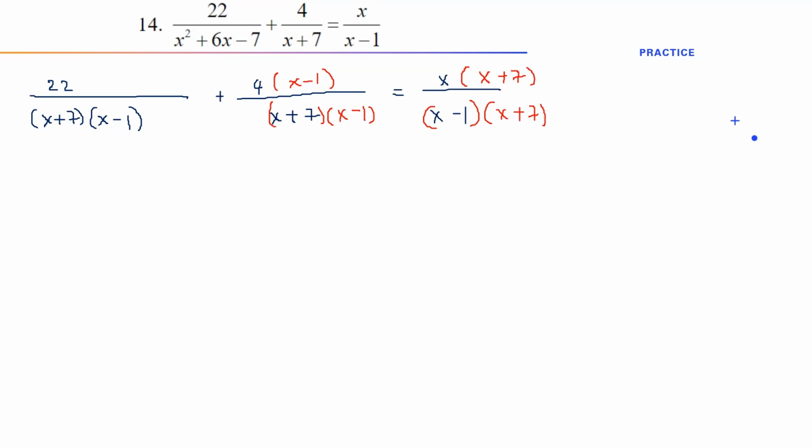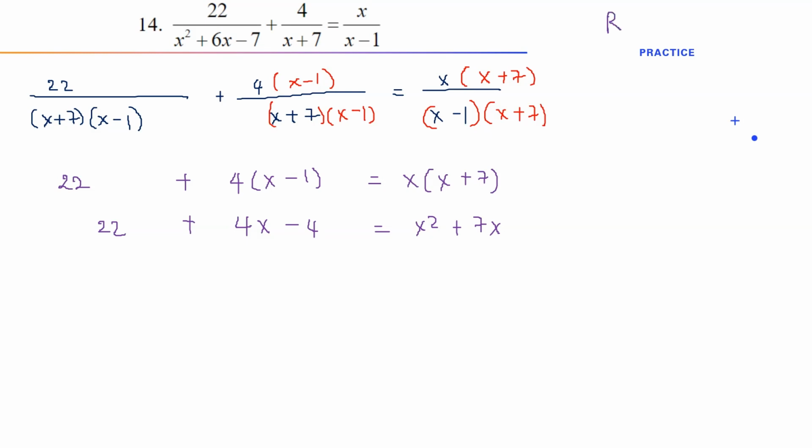So now, just rewrite one more time. The first one we just multiply by 1, or just keep it like that. So we have 22 plus 4 times x minus 1 equal x times x plus 7. 22 plus 4x minus 4 equal x squared plus 7x. And we forgot the restricted values, right? So x is different from -7 and 1.